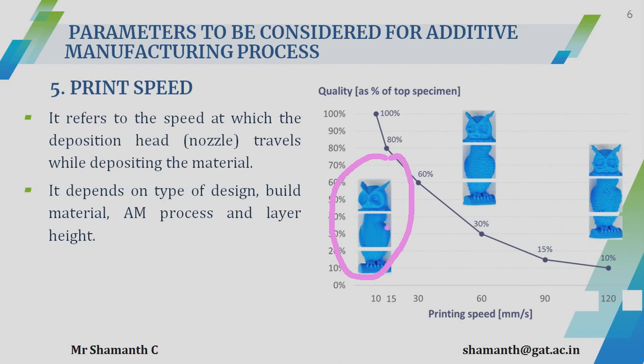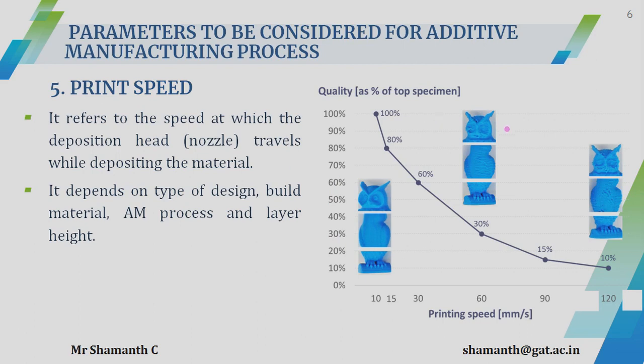For this model, if you want to get this type of surface finish, then your printing speed should be somewhere between 10 to 15 mm per second. So from this you can understand that the lower the printing speed, the better the quality of the product. When you are giving more details, or when you want the product to be very fine with a very good surface finish, always choose a lower printing speed.